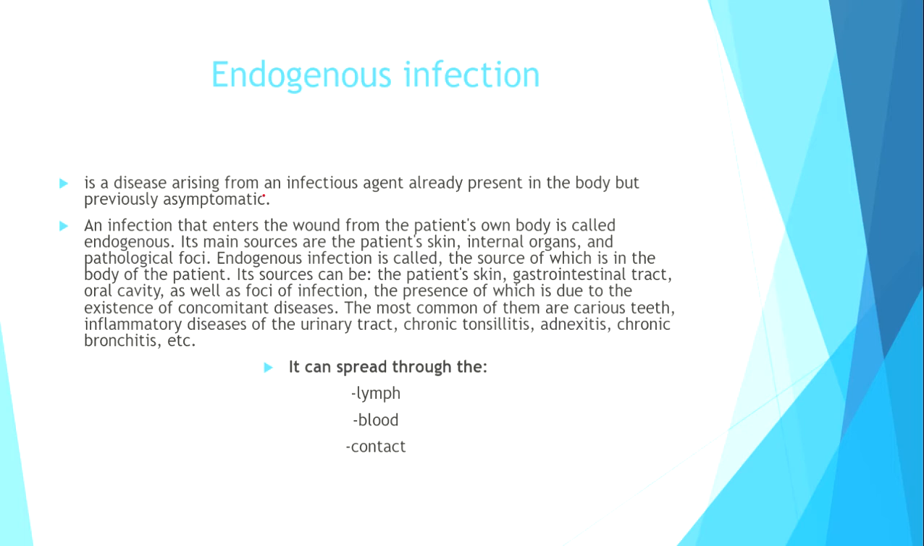Its sources can be the patient's skin, gastrointestinal tract, oral cavity, as well as foci of infection, the presence of which is due to the existence of concomitant diseases. The most common of them are carious teeth, inflammatory diseases of the urinary tract, chronic tonsillitis, adnexitis, chronic bronchitis, etc. It can spread through lymph, blood, or via contact.